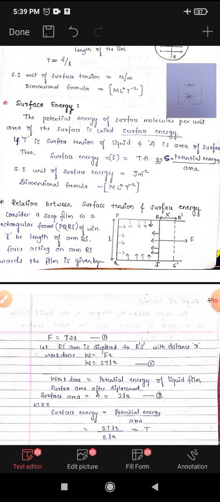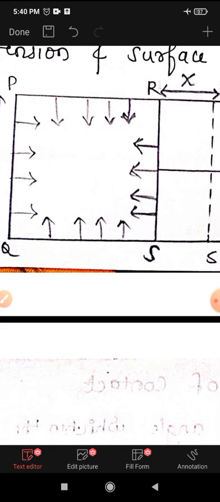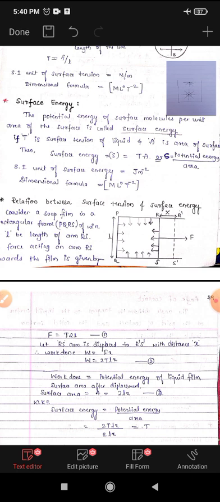Next we have the relation between the surface tension and the surface energy. Here we are considering a soap film in a rectangular frame. Consider PQRS a rectangular frame, and we have dipped this PQRS frame in a soap solution, so a soap film is formed, that is PQRS. The length of the frame is L, the same at all the edges.